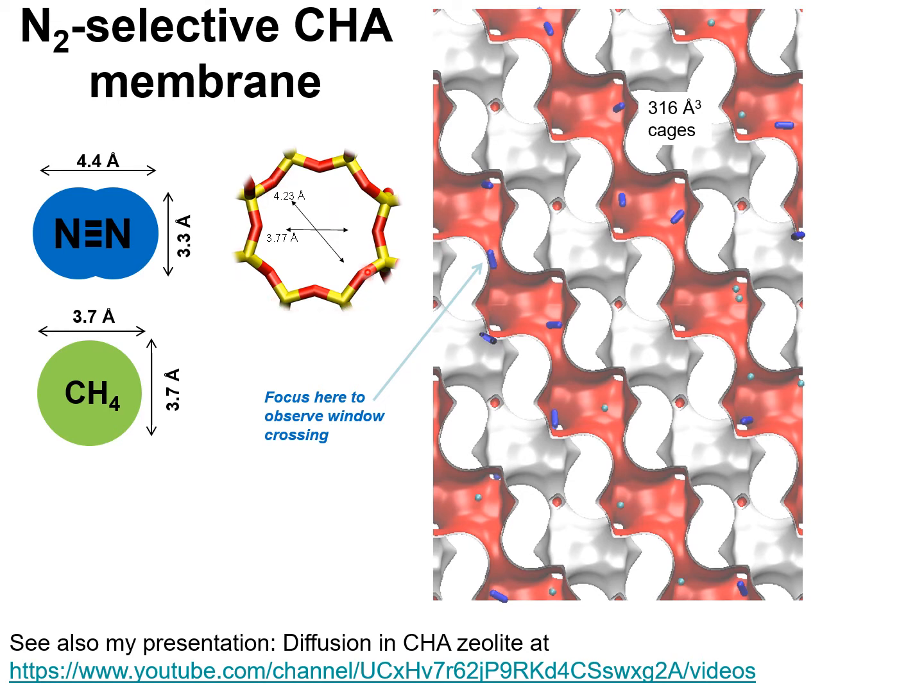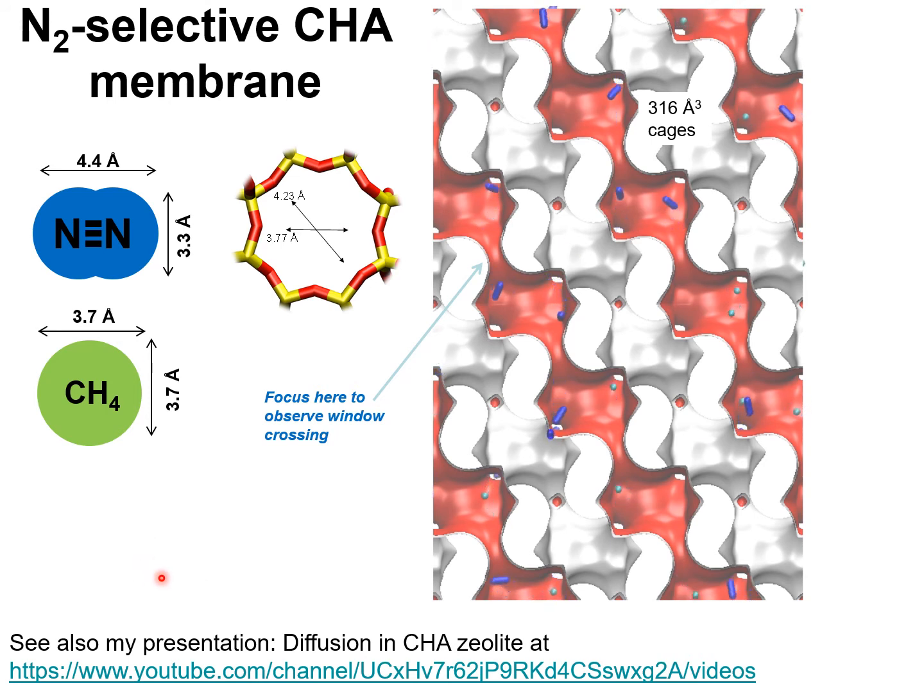The 8-ring window aperture is shown here. It's 3.8 angstrom in this direction and 4.2 angstrom in this direction. So you would expect the diffusivity of nitrogen to be significantly higher than that of methane, because the cross-sectional dimension of nitrogen is smaller than the smaller of these two dimensions, whereas methane is more severely constricted in the window regions.